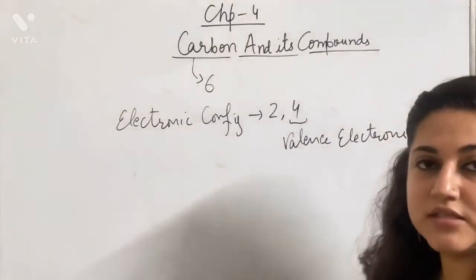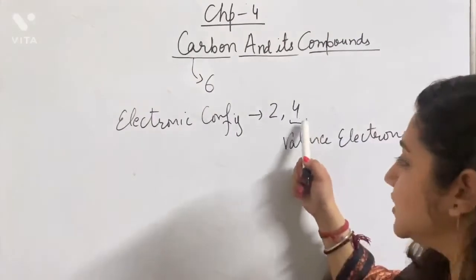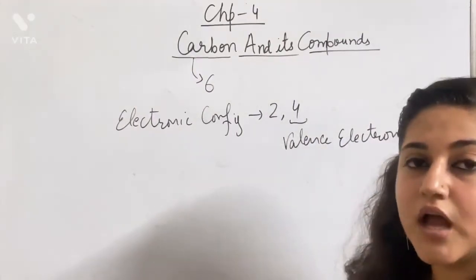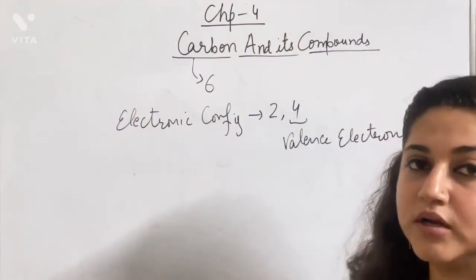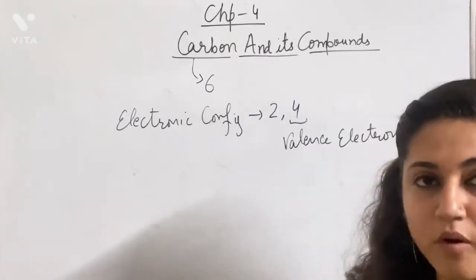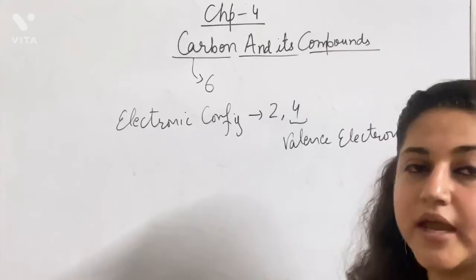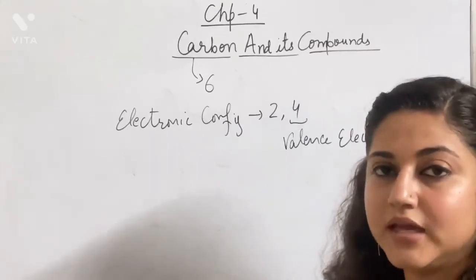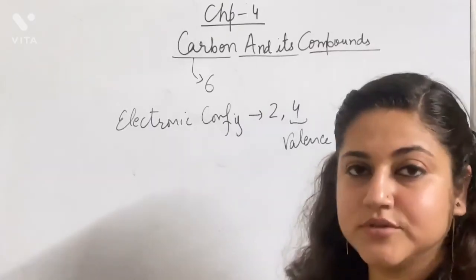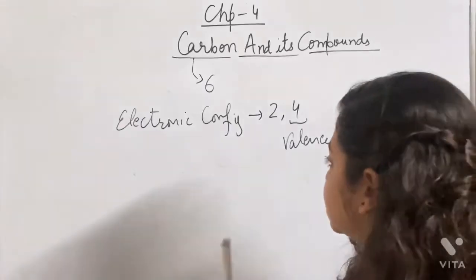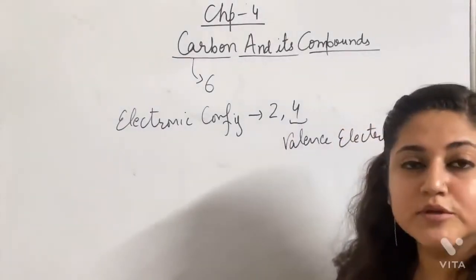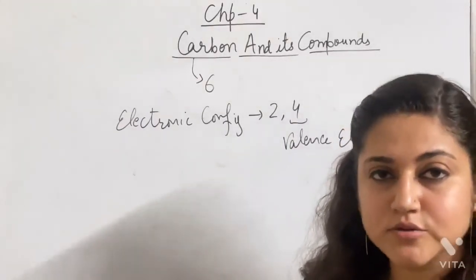the tetravalency of carbon, and by using these 4 valence electrons, carbon can form covalent bonds, or we can say 4 covalent bonds, with its own carbon atoms or with hydrogen and other heteroatoms like sulfur, oxygen, nitrogen, etc. This is the reason that carbon shows the catenation property also.